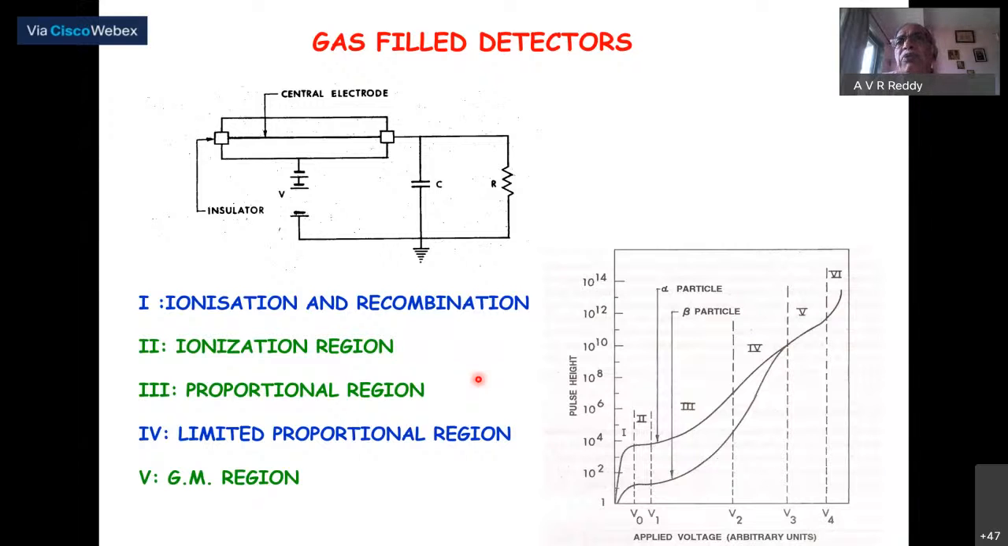Let us say we have 2 MeV beta radiation and divide by the 25 eV, that is 2 into 10 power 6 by 25, you get about something like 40,000 ion pairs initially per beta radiation.